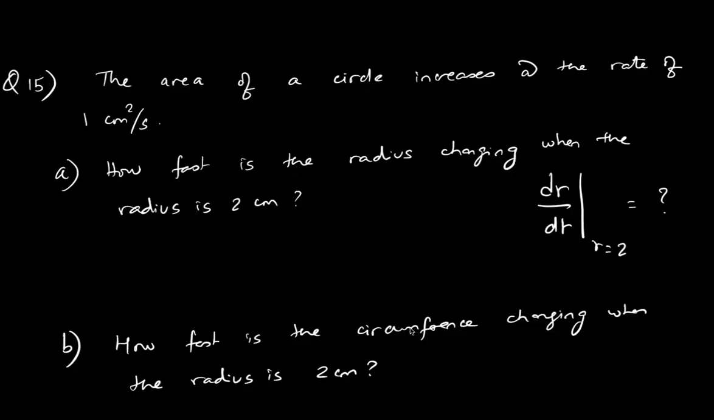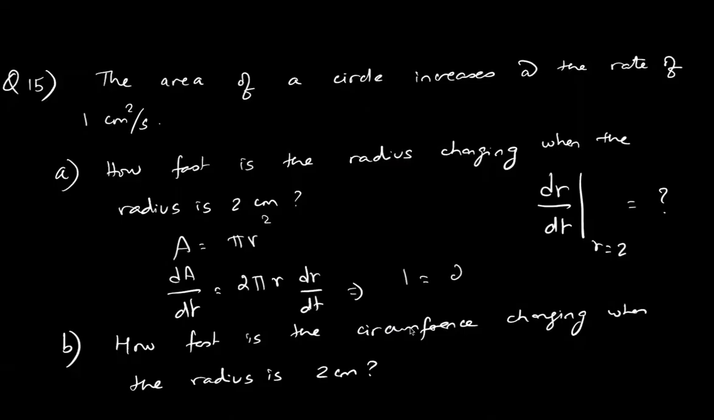This is the question. Now we all know that the area of a circle is given by pi r squared, right? So dA/dt is 2 pi r dr/dt, right? So then the question is asking you, if dA/dt is 1 and r is 2, what is dr/dt? So if you solve for this, your dr/dt is going to be 1/4 pi centimeter per second.